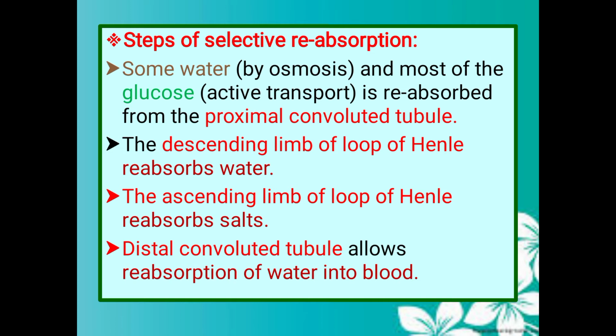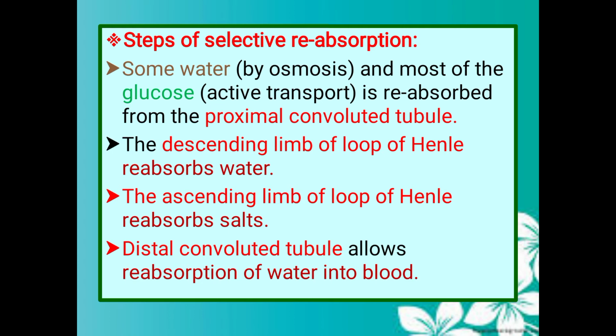So what are the steps of selective reabsorption? Some water and most of the glucose is reabsorbed from the proximal convoluted tubule. Here you have to discuss the parts of the renal tubule and their function, so what those structures reabsorb. Okay, so the first part of the renal tubule is the proximal convoluted tubule, and this reabsorbs water and glucose.